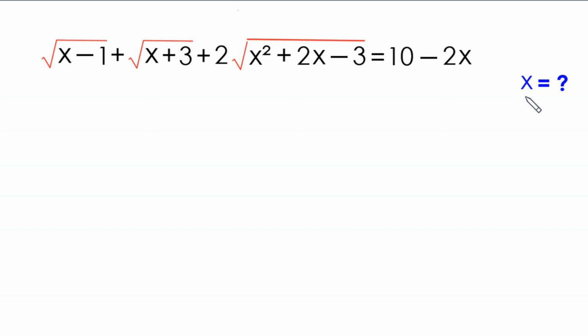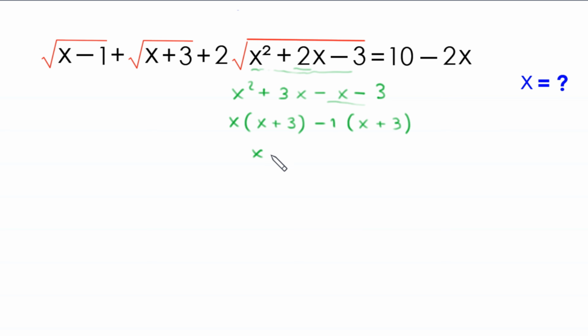So let's start. The expression x squared plus 2x minus 3 can be factorized as x squared, and we can write 2x as plus 3 times x minus x, that is, 3x minus x. From these two terms we can factor out x, in brackets x plus 3. From these two terms we can factor out negative 1, in brackets x plus 3. Then x plus 3 is the common factor, and the other bracket is x minus 1.